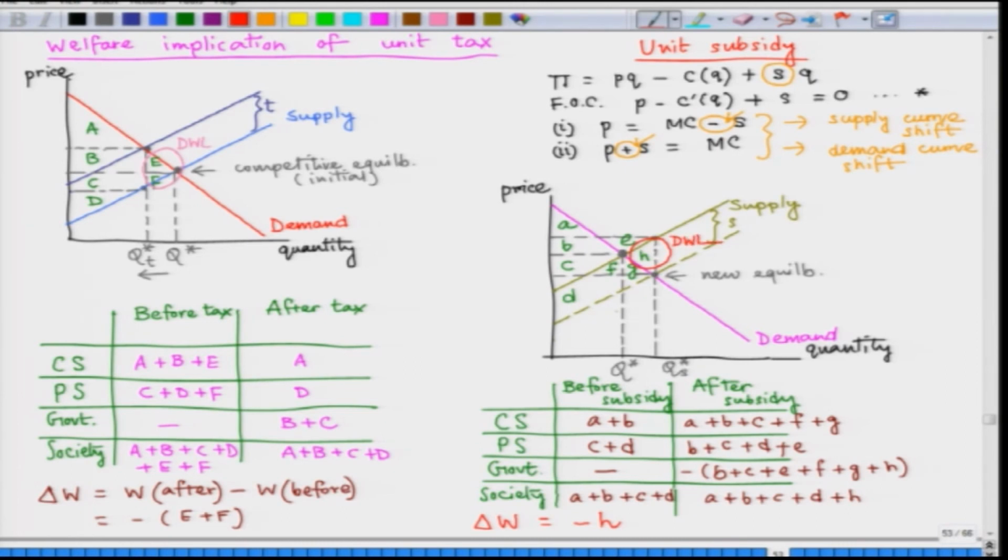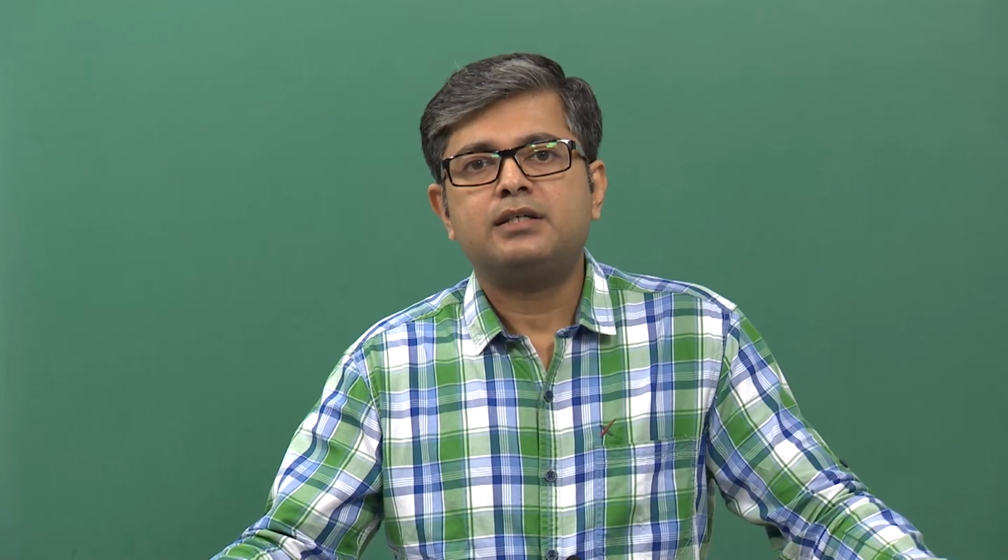Okay. So, this completes our discussion on unit subsidy and its welfare implications on the economy. So, with this, let us finish our discussion on taxes. Now, we are going to move to other types of market failure in the next lecture.